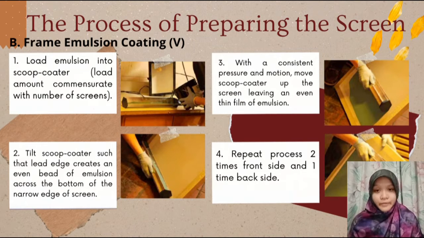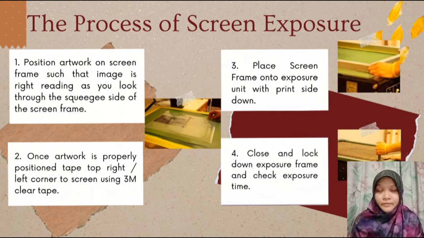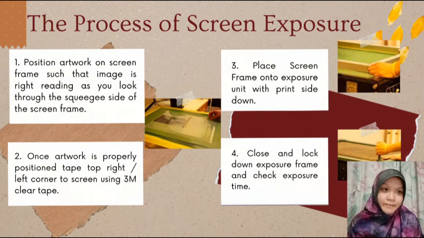Okay, so for the next process, after we prepare the screen, we have to let the screen expose. So this process is called screen exposure. For the first step, you have to position the artwork on the screen frame such that the image is right reading as you look through the squeegee side of the screen frame. Once the artwork is properly positioned, tape the top right or left corner to the screen using 3M clear tape. Then place the screen frame onto the exposure unit with the print side down.